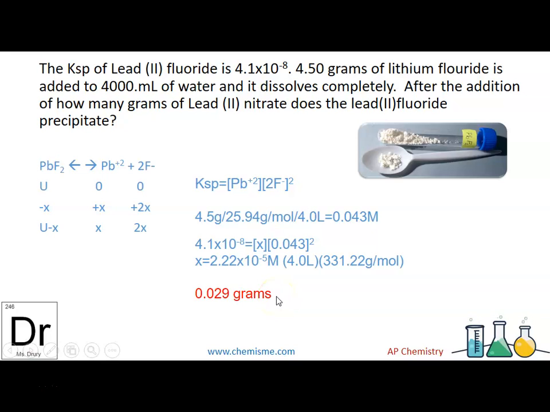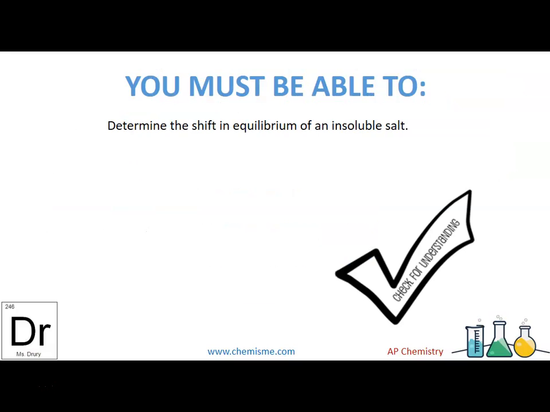So we're basically talking about purifying water and making precipitates, pulling things out so we can filter it out. At this point, you should be able to determine the shift of the equilibrium and also know how to calculate Ksps for any given insoluble salt.